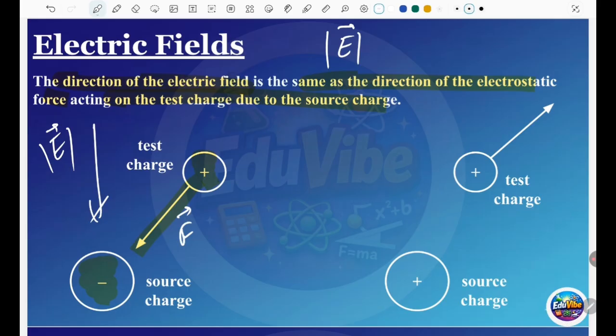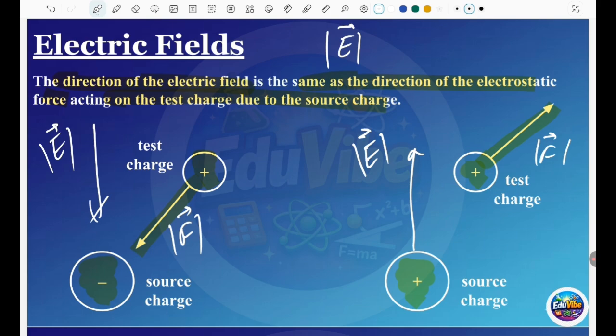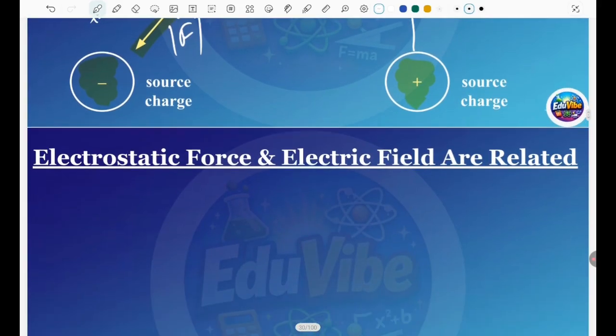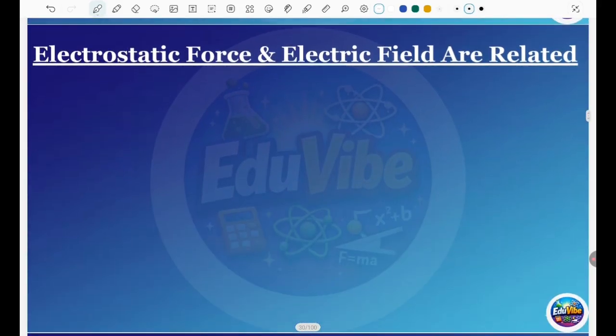And this is the force. The force also points towards it. And if this is a positive source charge, this positive test charge moves away from it, and if it moves away, the force goes away, and from the source charge the electric field also moves away. So that's the relationship between the electrostatic force and the electric field: they always do what the test charge does. From here we can say that the electrostatic force and the electric field are related.